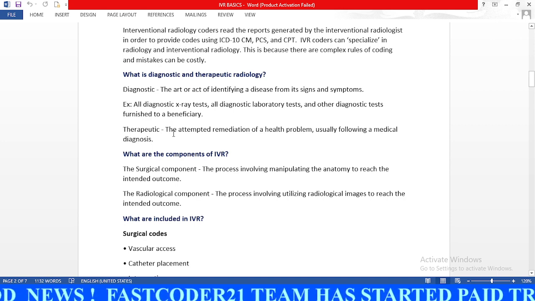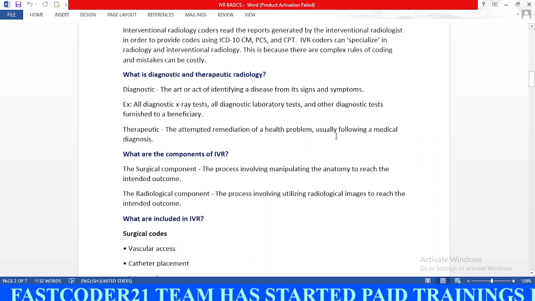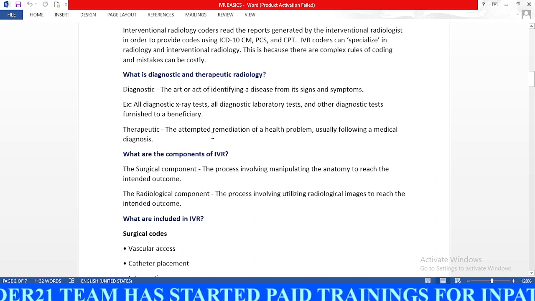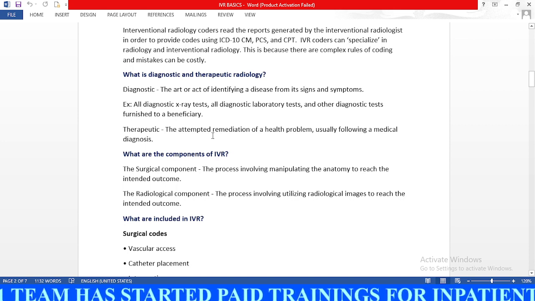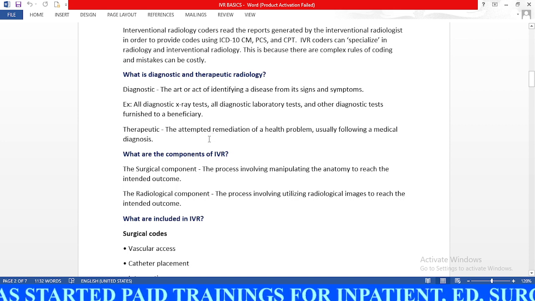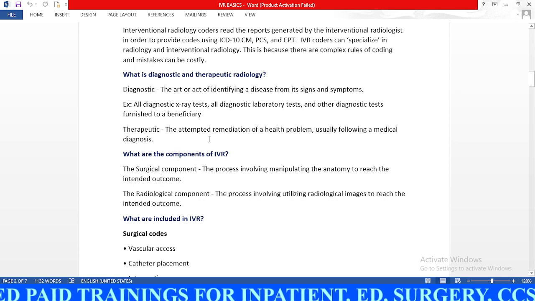What is therapeutic radiology? The attempted remediation of a health problem, usually following a medical diagnosis. So basically after diagnostic radiology, the physician will use therapeutic radiology in order to provide remediation to a health problem.